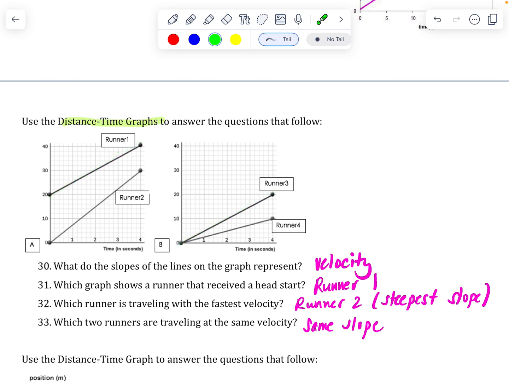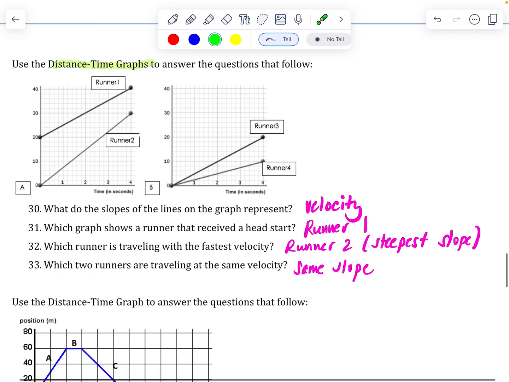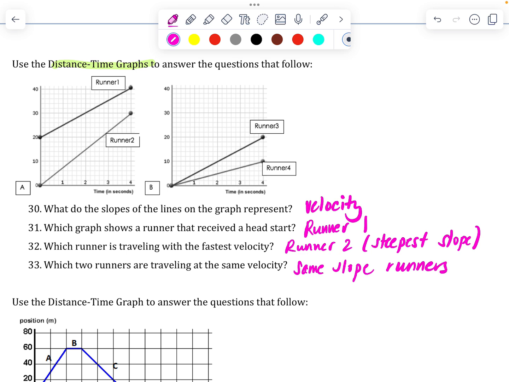And you could calculate it if you wanted. You could just say they're going 10 meters in 2 seconds, both of them. So they're going from 20 to 30 in 2 seconds. So you could calculate their slope. I'm just doing it by looking because it's pretty obvious to me. So runners 1 and 3. Okay.